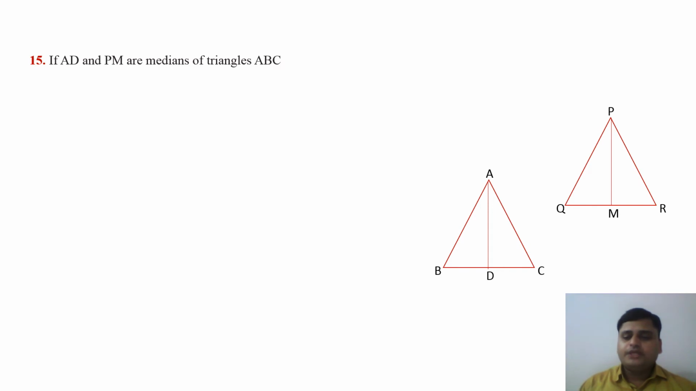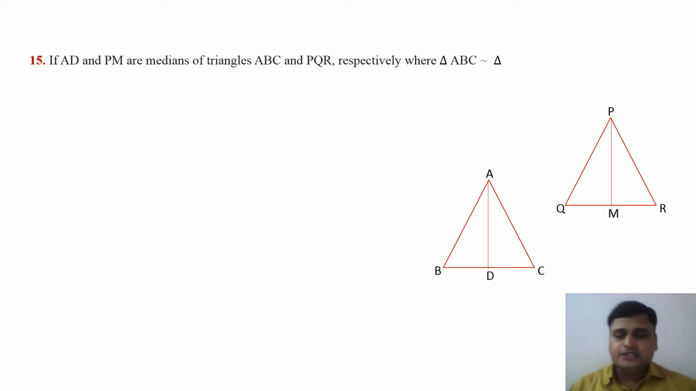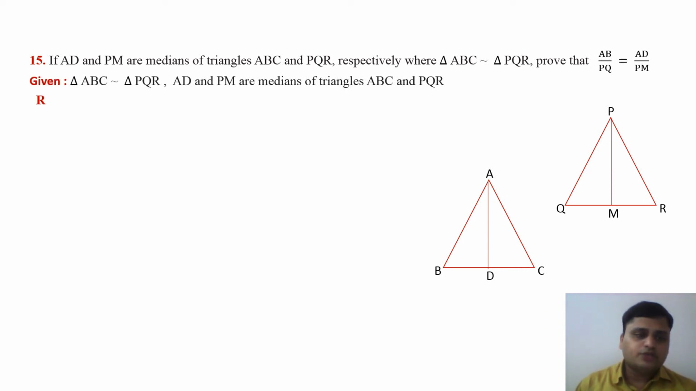And what is the work of a median? A median divides the base into two equal parts. Suppose AD is a median which falls on base BC, so it divides BC into two equal parts, that is BD is equal to DC. And in the same way PM divides QR into two equal parts, that is QM is equal to MR. And it is also given triangle ABC is similar to triangle PQR. So we need to show AB by PQ is equal to AD by PM. So given, you can write it just as it is, similar and median. RTP: AB by PQ is equal to AD by PM.